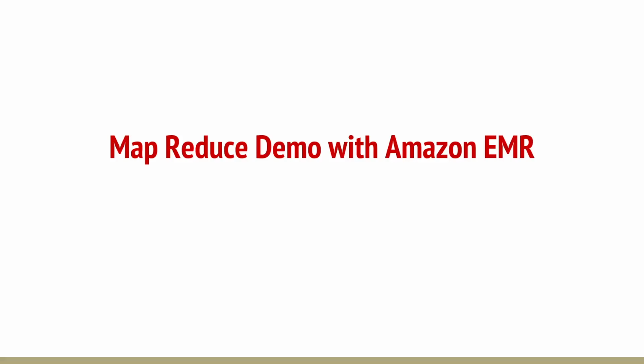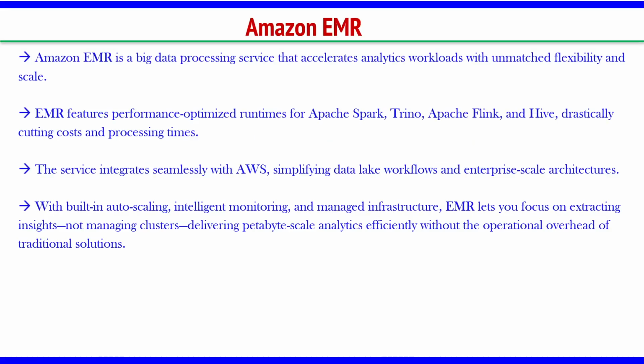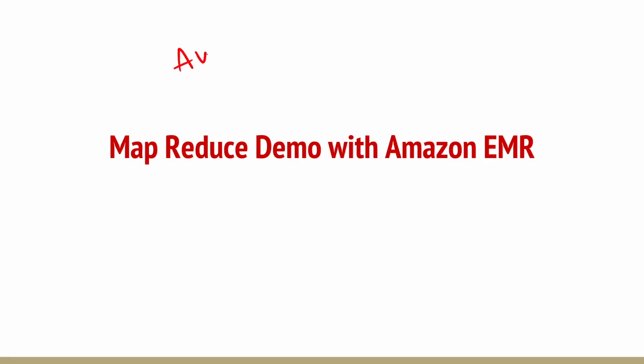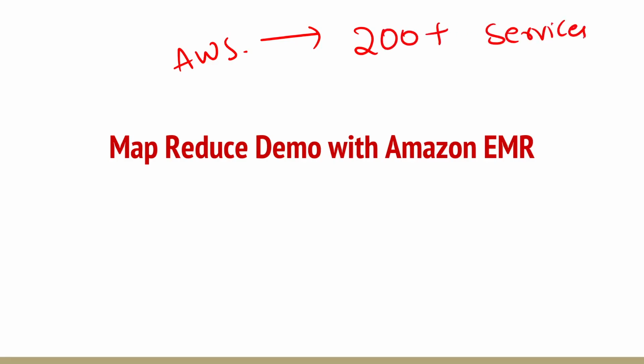So let's try to understand the EMR, right? What is this EMR? AWS is a cloud computing platform. It has 200 plus services. One service among those 200 plus is Amazon EMR, Elastic MapReduce. Okay, EMR, Elastic MapReduce. What is its job, right?